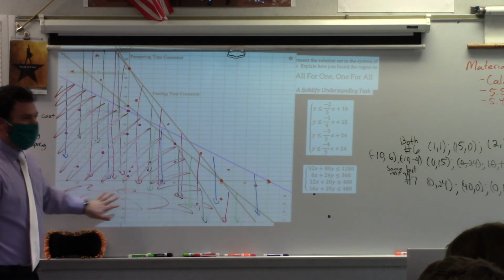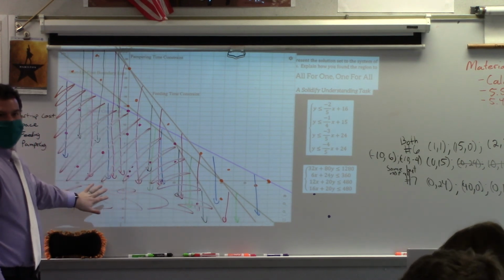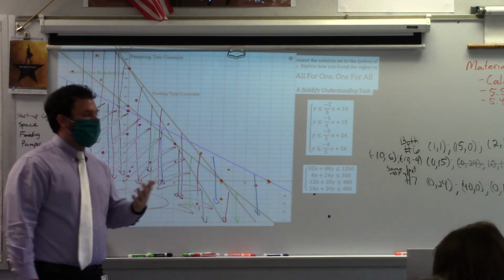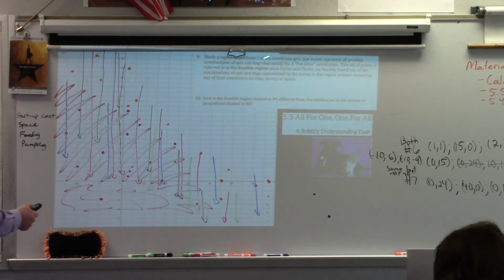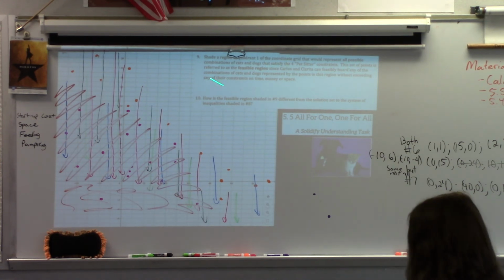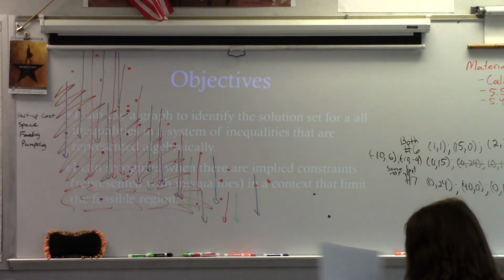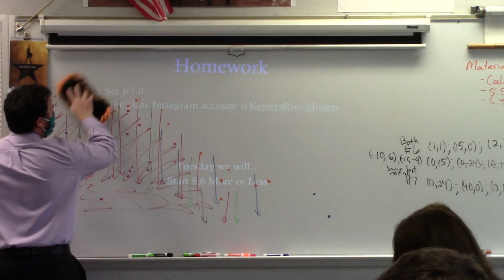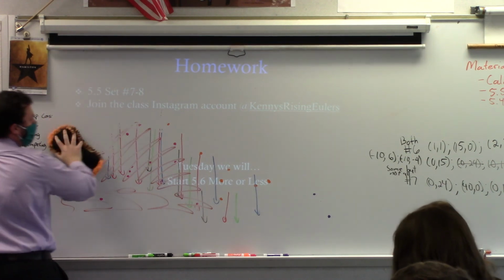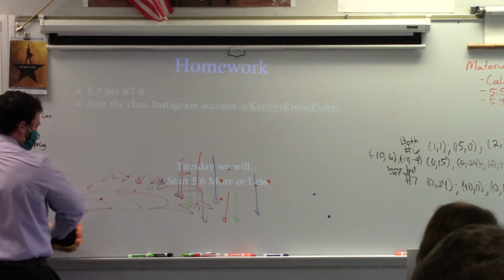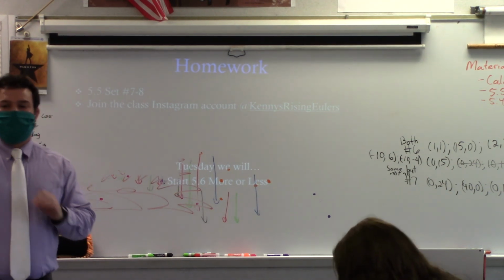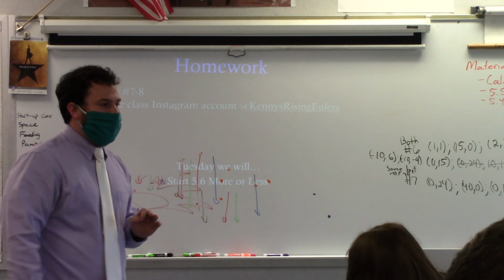Are all of these points actually possible? No, the negative ones are not. You can't have negative cats and dogs. So tonight I want you to wrap up number 9, shade a region in quadrant 1 that would represent all possible combinations of cats and dogs. So look at number 9, and then hopefully you already have 5.5 set number 7 and 8 done, because if so, number 9 is the only thing you have for homework. If you have not done number 7 and 8, it will be an accuracy check tomorrow.